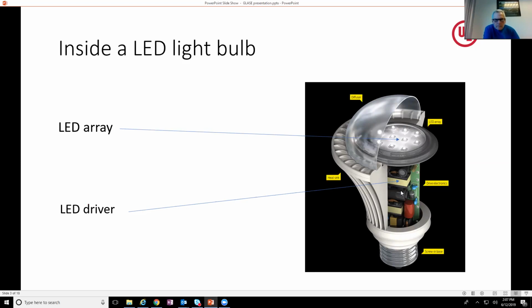LED array. The job of the LED driver is to convert the branch circuit supply, in this case 120 volts, to the power levels that are necessary to properly operate this array. So let's say it's 120 volts, and let's say this array works at 12 volts DC at 350 milliamps. So that's what this device does. It converts one type of supply to another.